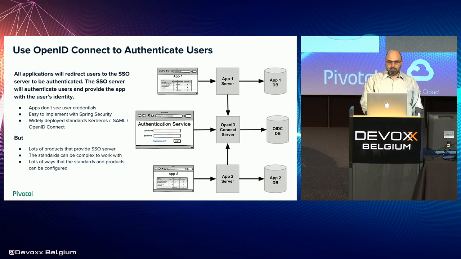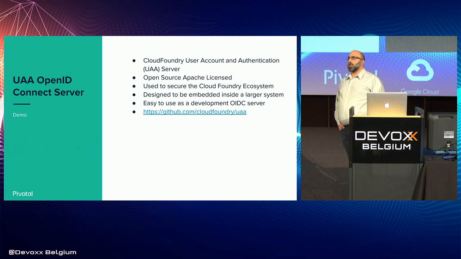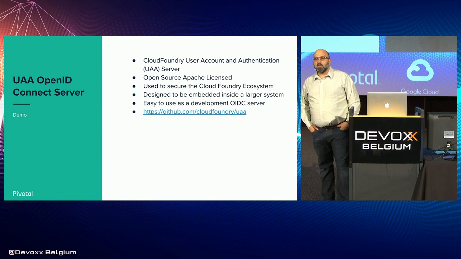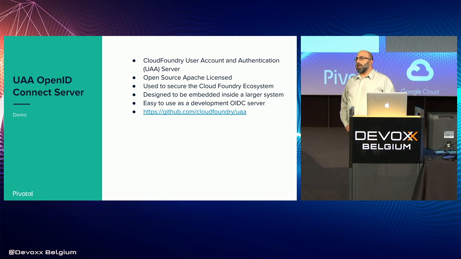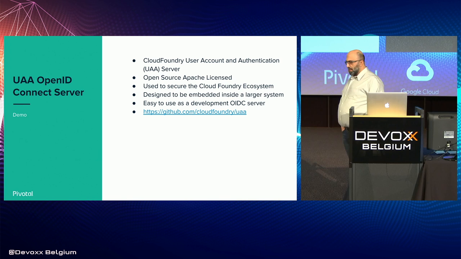So with that said, how do I go about getting my hands on an OpenID Connect server? As developers, we can always use some sort of cloud-hosted solution. There's quite a few of those. You may have used things like Okta or Auth0 or Stormpath or any number of hosted online services. There are also offline tools that are open source implementations, like the UAA from Cloud Foundry or Keycloak or many other open source technologies. We're going to demonstrate our samples today with the UAA, which is a Spring-based OpenID Connect server.